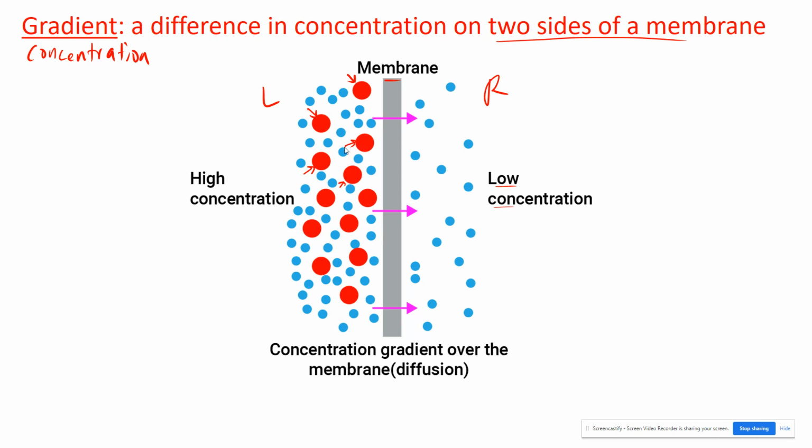So, right, that's what a gradient is, a difference in the two sides. Now, how we talk about them, we can say up the gradient or against the gradient, and we can also say down or with the gradient. So the natural way that they want to go, like we were saying from the last slide, is with the gradient. They want to go from high to low concentration. That would be with the gradient or down the gradient.